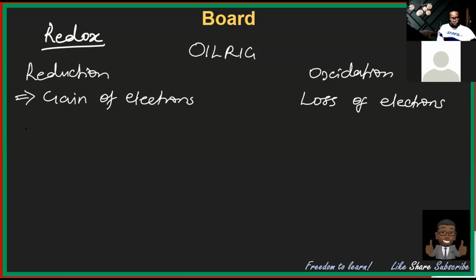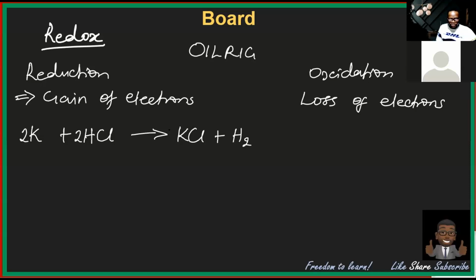Let's say we have a reaction between potassium and hydrochloric acid. What will be the product of this reaction? Will it be potassium chloride plus hydrogen? Yes, plus hydrogen. So you can balance this equation. We got a 2 here, a 2 here, and a 2 here. So this is basically the balanced equation.